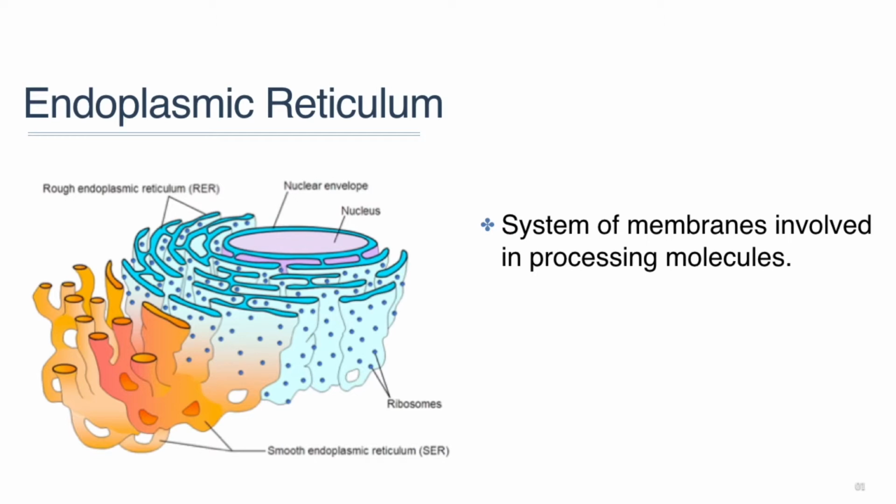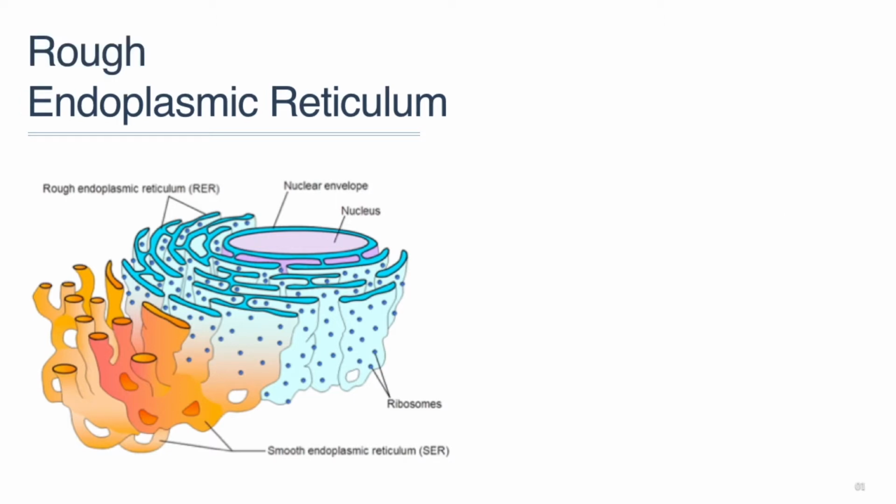Attached to the nuclear membrane, we find the endoplasmic reticulum. The endoplasmic reticulum is basically a continuous membrane system that is mostly involved in the processing of molecules that are produced by the cell. It is divided into the rough endoplasmic reticulum and the smooth endoplasmic reticulum. The rough endoplasmic reticulum has ribosomes attached to it.